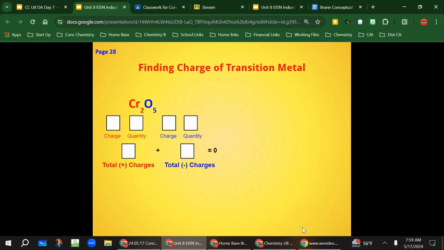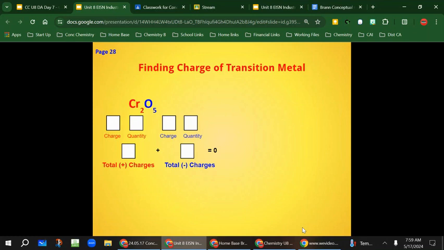Oxygen. What's the charge of oxygen? -2. You just said it was neutral though. When did I say it was neutral? I said the compound was neutral. Oh, okay. The compound was neutral. It has to be the same, right? Because then it cancels each other out. Oh, right, because the compound's neutral.